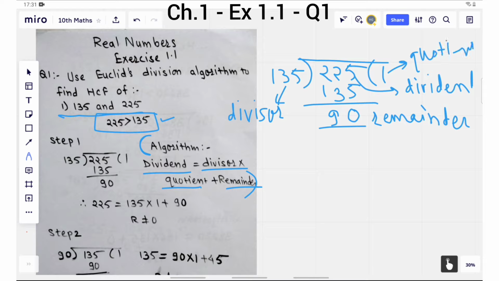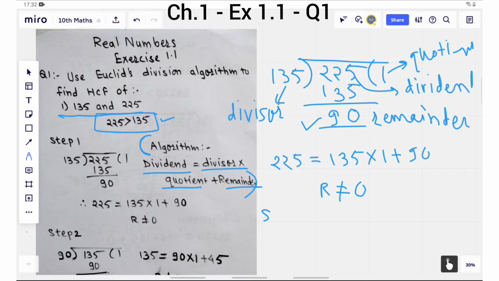So we will now write this in the algorithm. Dividend, that is 225, is equal to divisor into quotient plus remainder, and from this step we have to find whether the remainder is 0 or not. We can see that the remainder is not equal to 0, and if the remainder is not equal to 0, we have to move to step 2. Here our step 1 is finished.